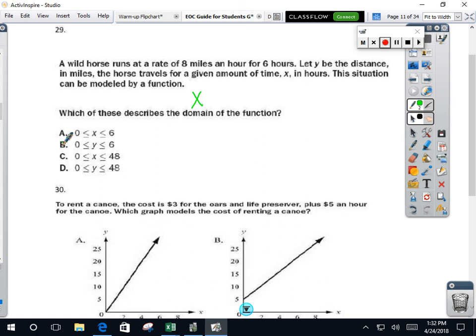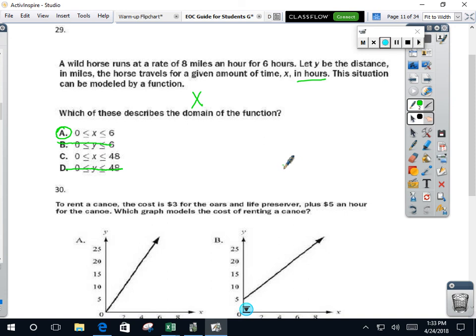Right, because they both have a y, and they would be for range. Okay, in this particular problem, x has to do with what? Hours. So how many hours can that horse run? Right, 0 to 6, so it's A.